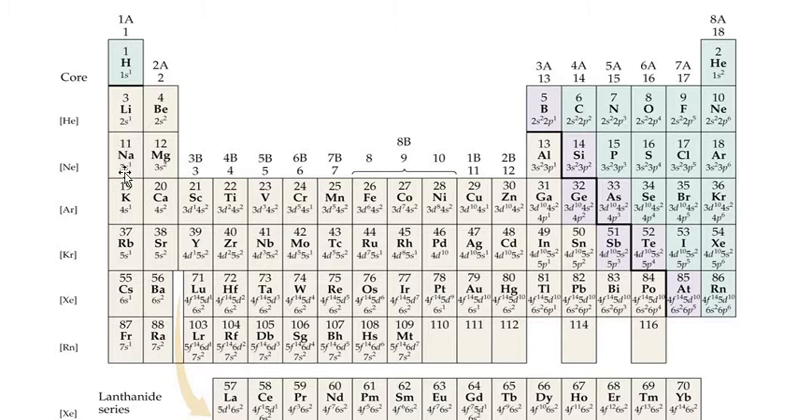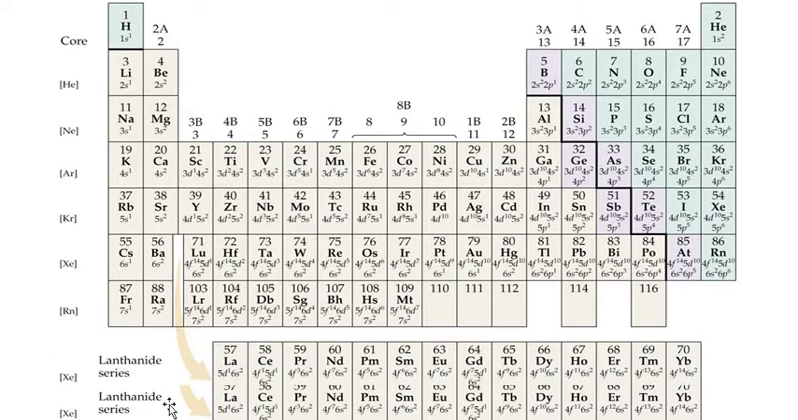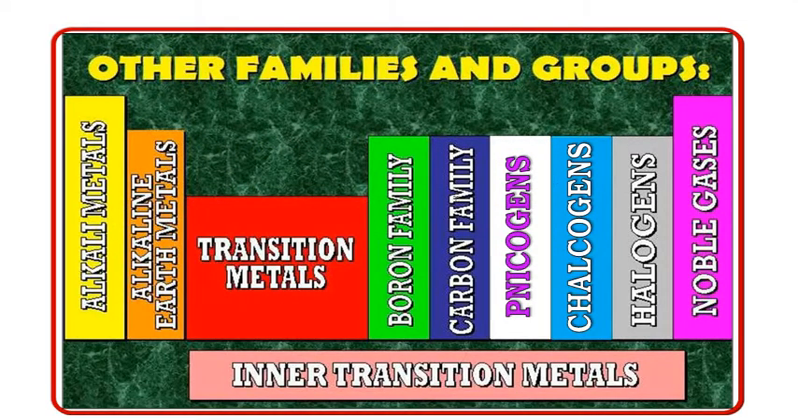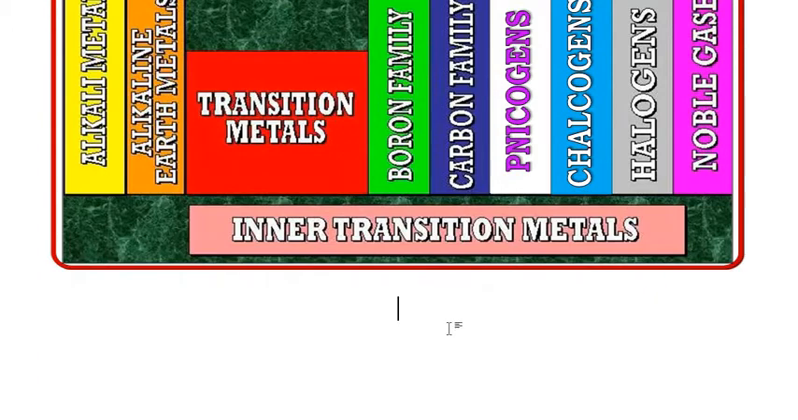Now we are going to study group 1A. Group 1A contains the elements lithium, sodium, potassium, rubidium, cesium, and francium. These are the elements of group 1A, which is called alkali metals. The periodic table consists of groups: alkali metals, alkaline earth metals, transition metals, and so on, halogens, and other groups.